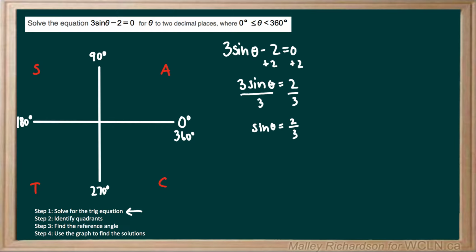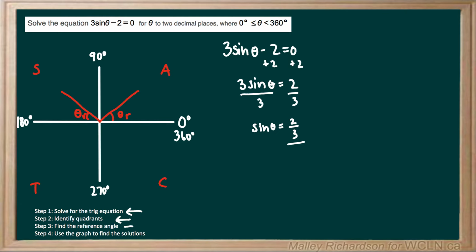So now that we've solved for sine theta, let's identify the quadrants. We know that sine theta has a positive value, which means we must use the quadrants where sine is positive. In quadrant 1, all trig ratios are positive, and in quadrant 2, only sine is positive. So we have our two reference angles in quadrant 1 and in quadrant 2.